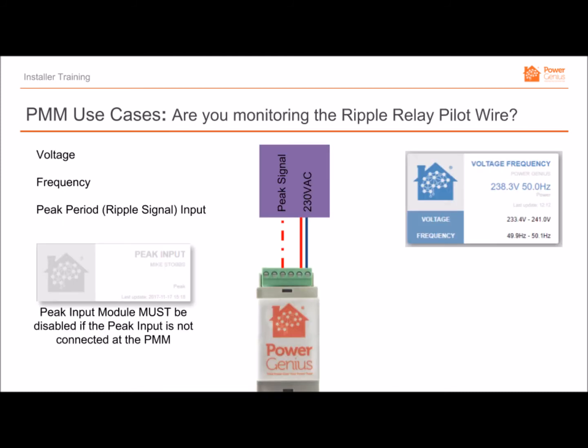It's also worth noting at this point that the PMM can monitor the phase coming from the ripple control relay. This will enable the PMM to broadcast whether the network is in peak mode or off-peak mode, and the other PowerGenius controllers can respond accordingly. They can respond by turning off at a different import rate or by ignoring a low temperature signal such as in a hot water cylinder. At this stage, because there is a risk of ignoring low temperatures, the peak input module is disabled by default.